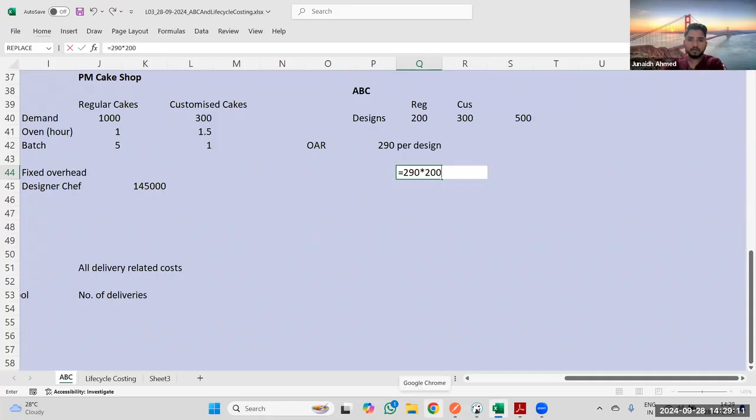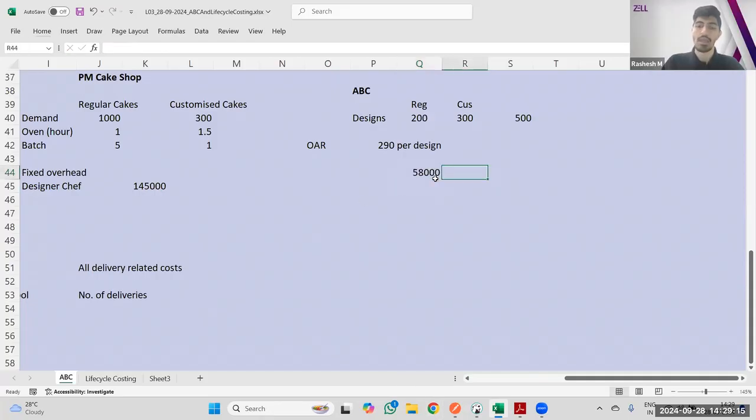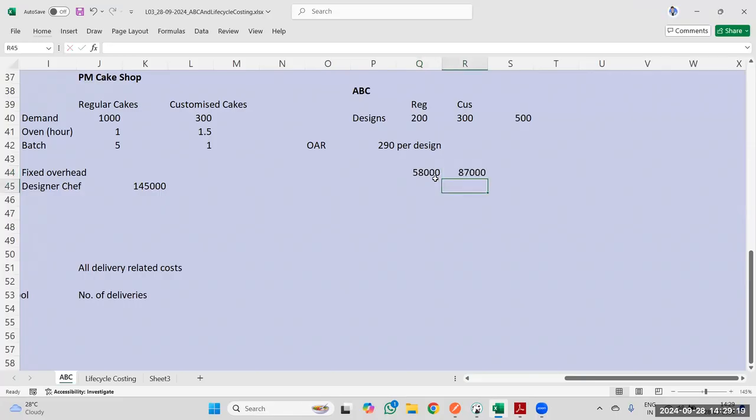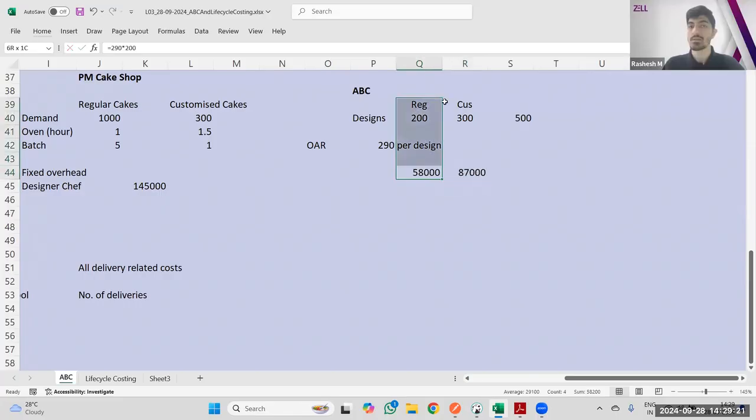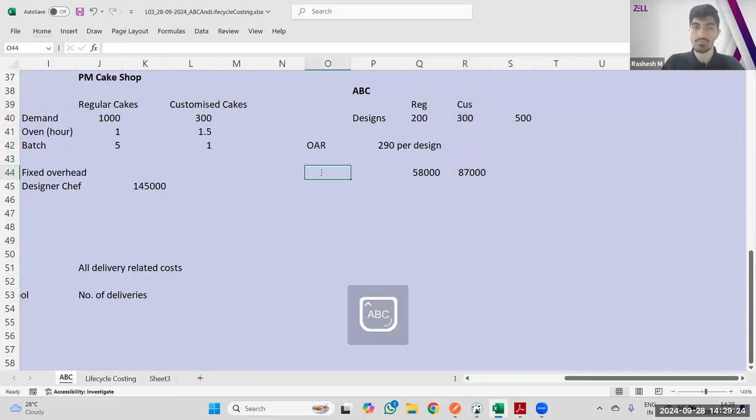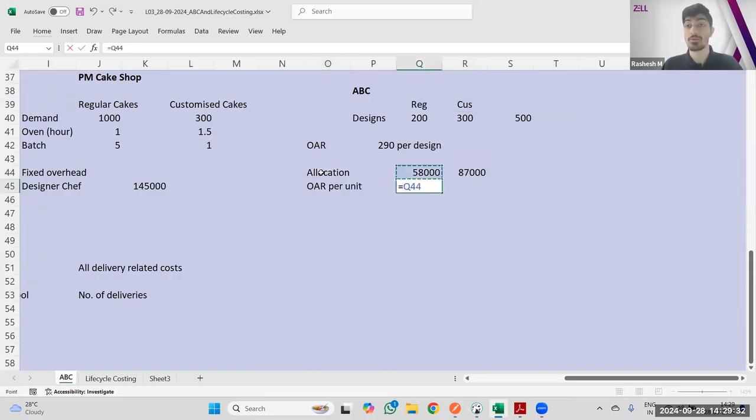500. 200. Regular cakes 200, right? And custom cakes, how many am I making in a month? 300? 300. Correct. This becomes my cost allocation. So let me write allocation. And my overhead absorption rate per unit is nothing but 58,000 rupees.